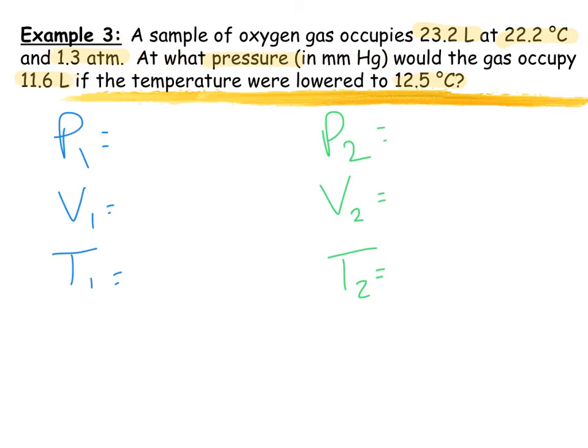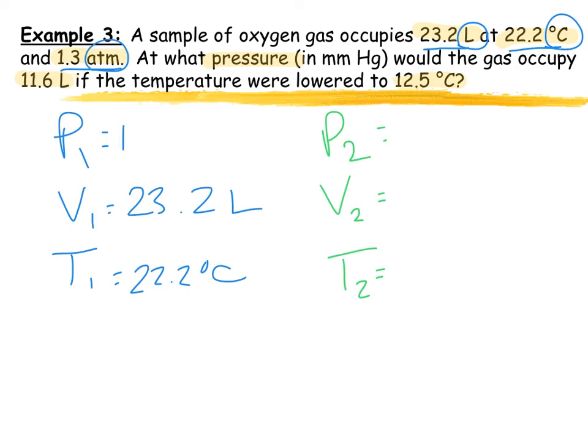Let's start by grouping them. It seems that the 23.2 liters, the 22.2 degrees Celsius, and the 1.3 atm exist simultaneously. The first sentence presents this as the initial conditions of this oxygen gas. Liters is a unit for volume, so I'll use 23.2 liters for V1. Degrees Celsius is a unit for temperature, so I'll use that to get T1, 22.2 degrees Celsius. And then atm is a unit for pressure, so I'll use 1.3 for P1.